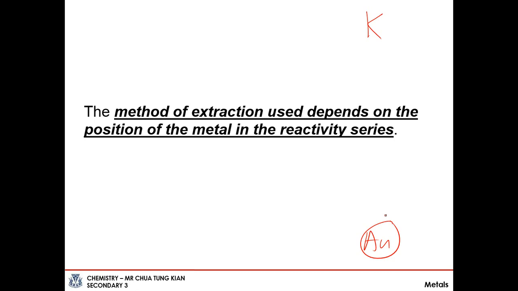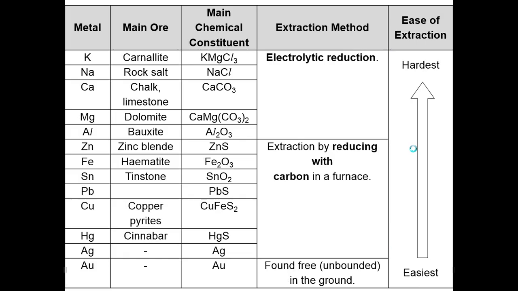But if I were to extract potassium, because potassium is so reactive, in nature we will find it reacted with something else. So how do we extract this metal from the ore? It depends on the position in the reactivity series. And we use two main methods. One is electrolytic reduction, and one is the reduction with a substance, for example carbon in this case.